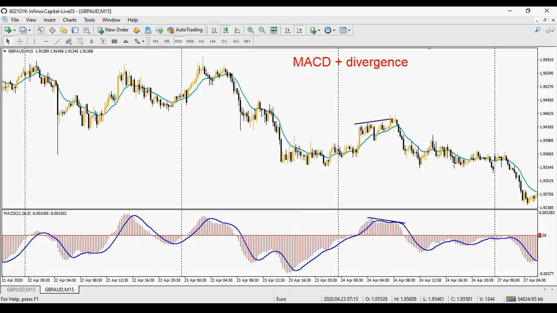Well, is this a divergence? The answer is no. This is not a divergence, even though price obeyed the move. That's why we'll be looking at some other strategies that you can use to trade the MACD.